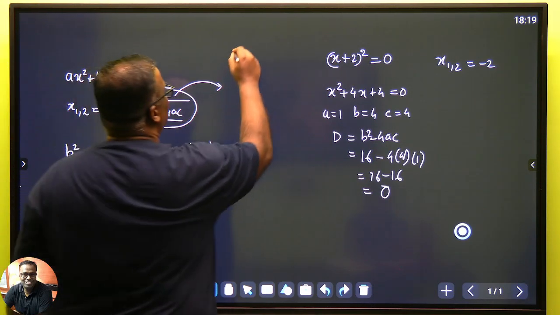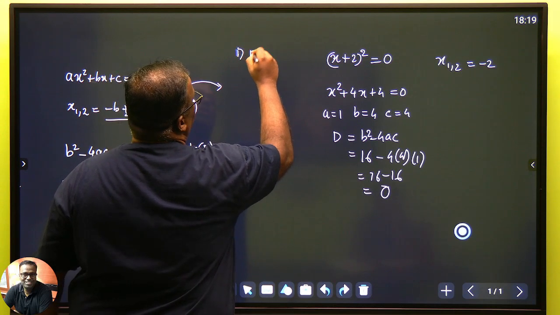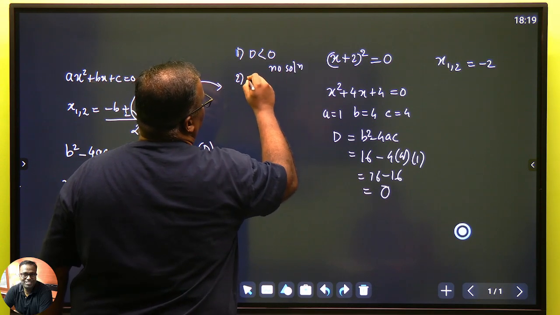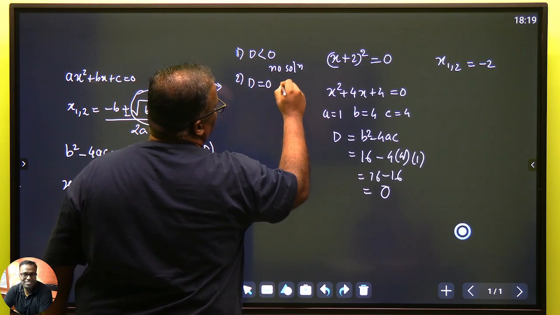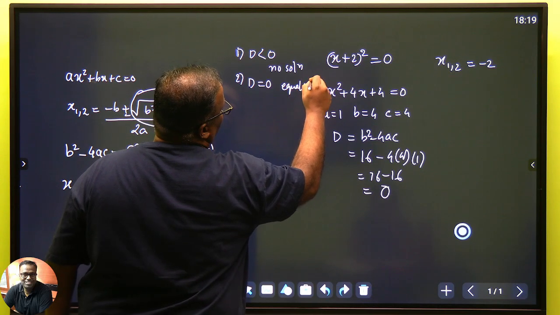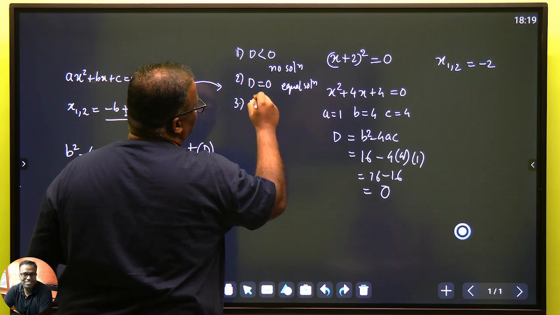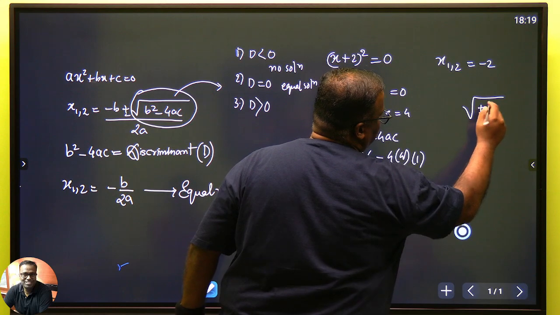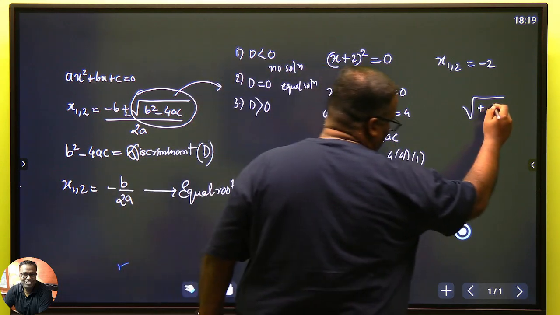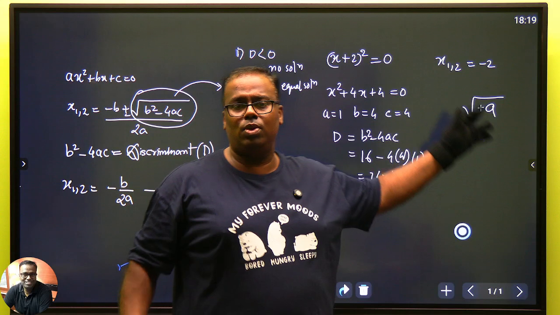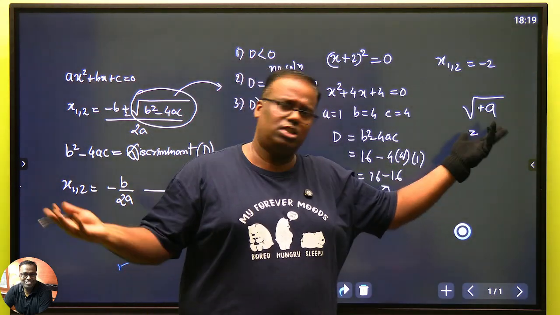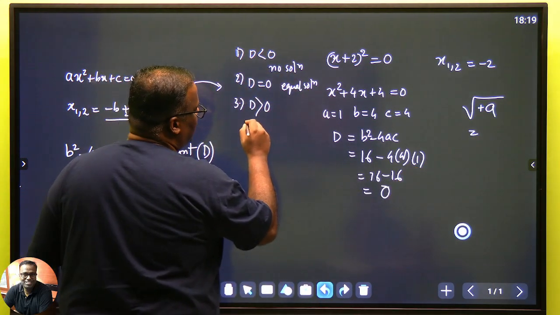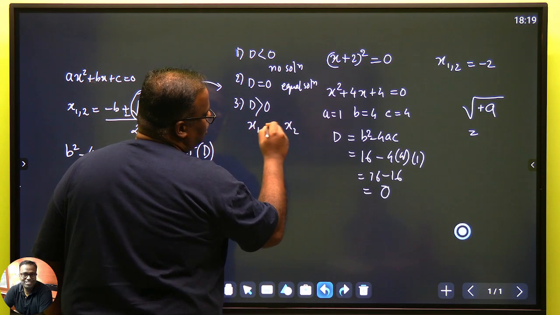So abhi kya kya sikha aapne? Number one, discriminant less than 0: no solution. Number two, discriminant equal to 0: equal solution, or we call it equal roots. And number three, if the discriminant is greater than 0, it means any positive number. Do you think any positive number's square root exists? Yes. Calculator hai, exist to karega. It may not be a perfect square, but exist to karega. So if the discriminant is greater than 0, you get x1 and x2, distinct roots where they are not equal.